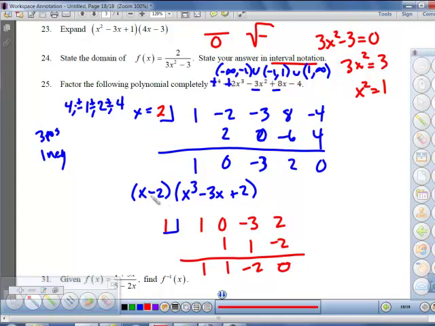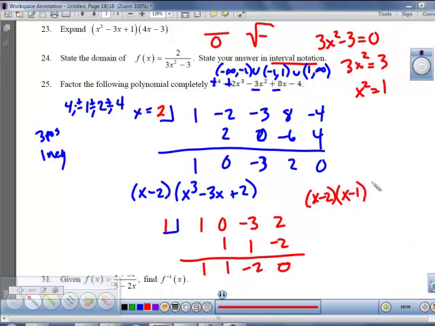Alright, so I still have this x minus 2. What is this as a factor rather than a solution? X, no, it's going to be the opposite, minus 1. Okay, and then here, this is going to be x squared plus x minus 2. Okay, now, can we factor this? Yeah, we can go even further.